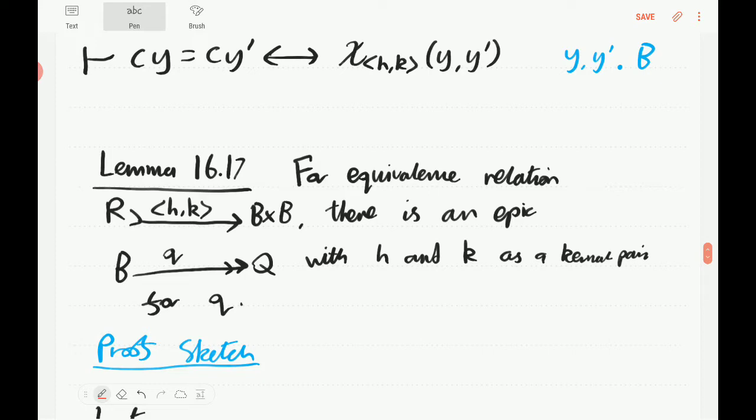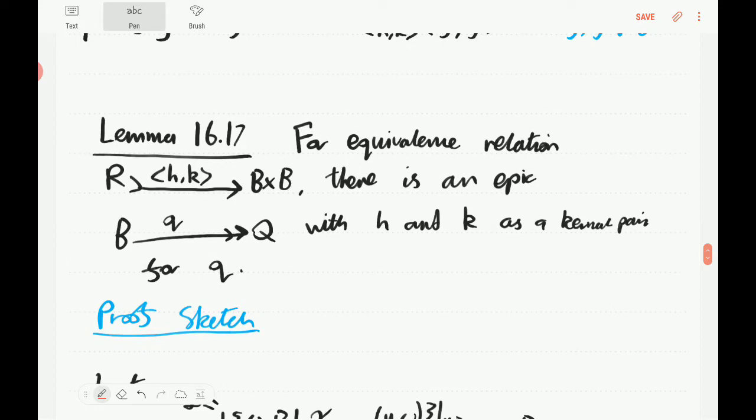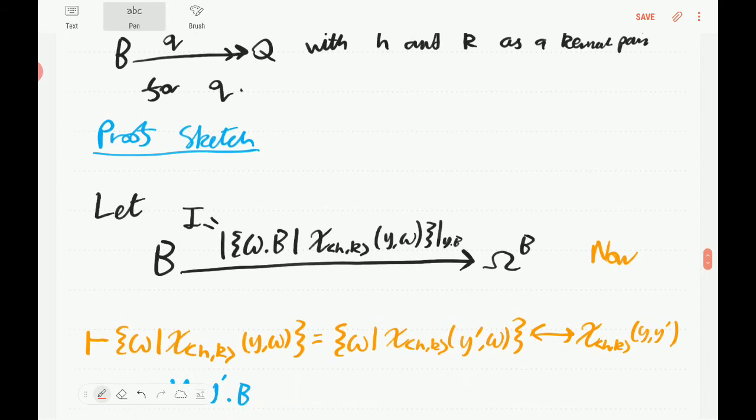This is a more interesting result. In fact, we use this to make our co-equalizers. So it says that for an equivalence relation ⟨H, K⟩ on B times B, there is an epic little q, which is an epimorphism from B to Q, with H and K as the kernel pair for this little q. So how do we prove this?